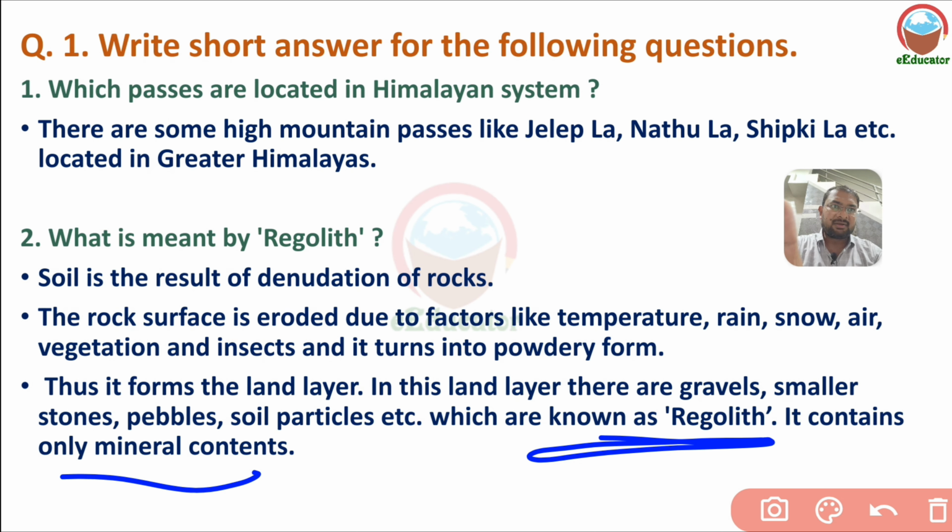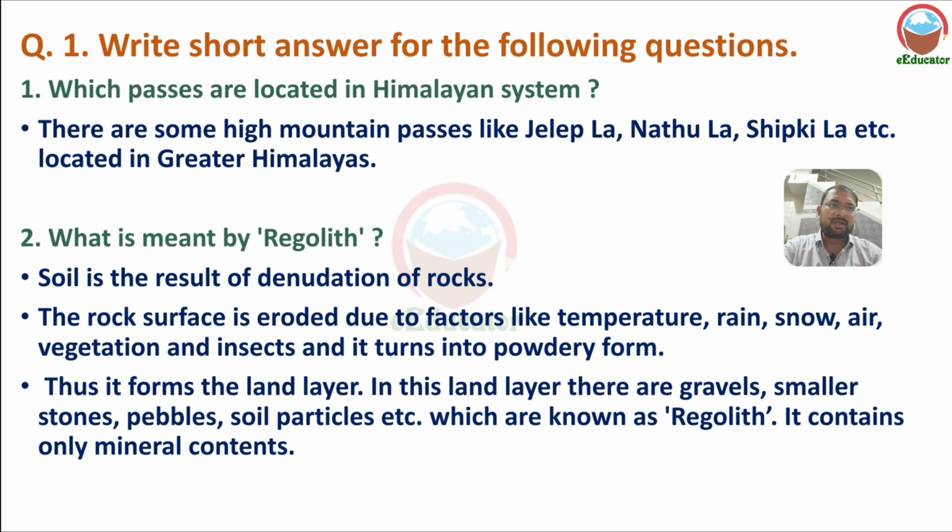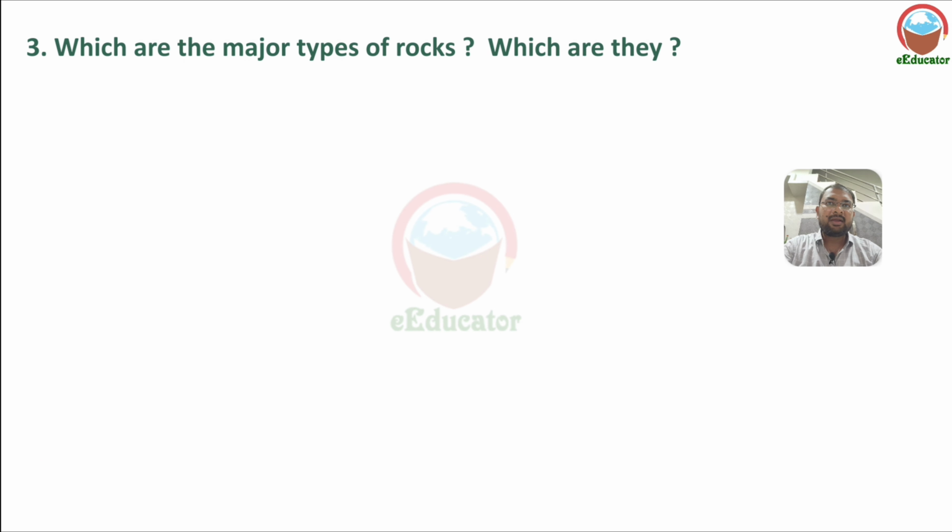It contains only mineral contents. So the layers made out of a big rock, the layers of gravel, smaller stones, pebbles, and soil particles, are considered the regolith. After humus, air and water are added, it forms soil. So that is regolith.